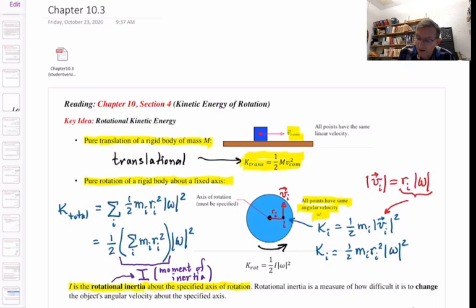So when all the dust is settled, what you've got is the total kinetic energy of a rotating rigid body about a fixed axis. We're going to call that from now on rotational kinetic energy. And the formula for it is right here. K rotational equals 1/2, still that 1/2, times I, the rotational inertia of the object, times the magnitude of its angular velocity squared, its angular speed squared. That's our new kinetic energy formula for a rigid rotating body about a fixed axis.